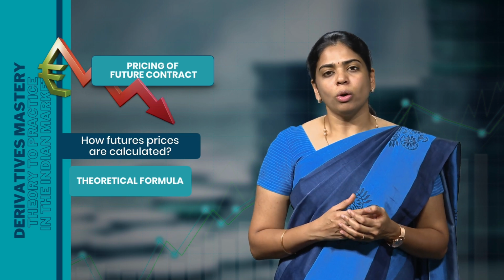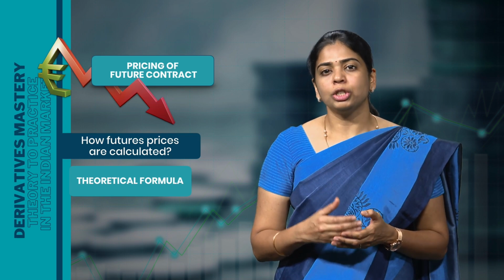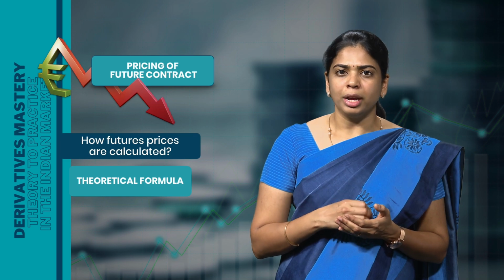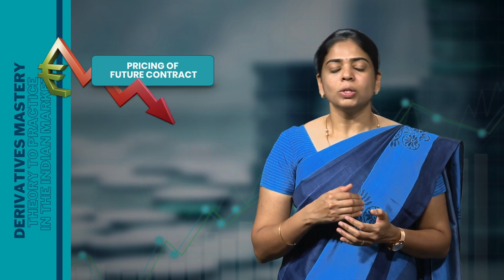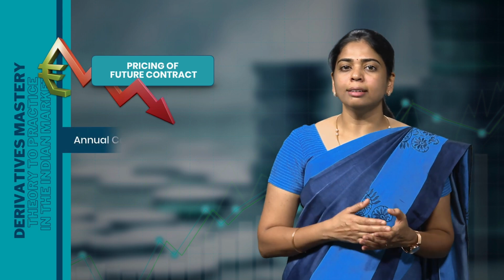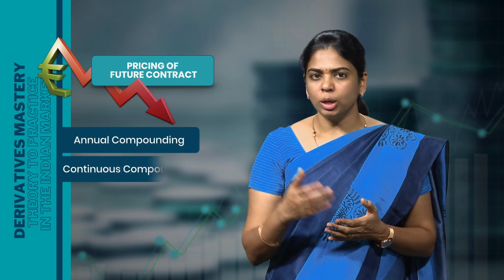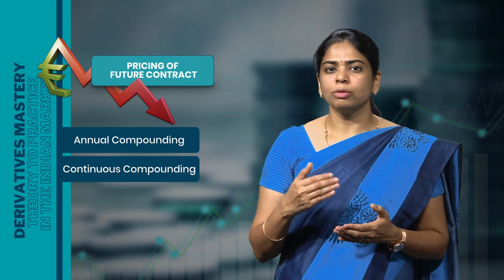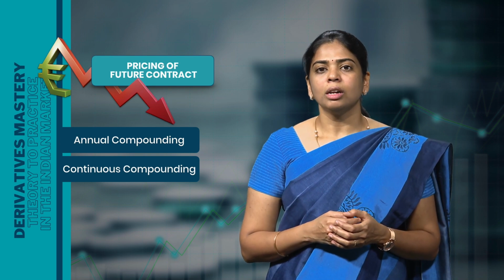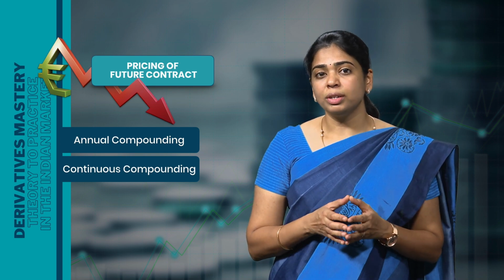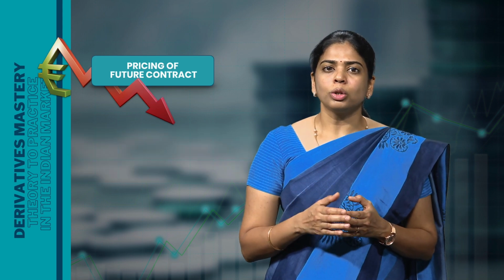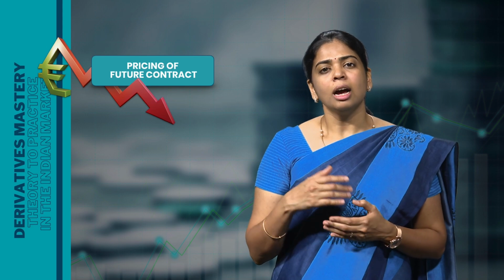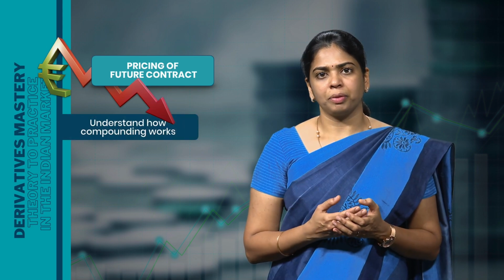Future pricing involves determining the price at which the futures contract trades today for a delivery at a specific date in the future. So, in finance, we typically use either annual compounding or continuous compounding to determine the future value of an investment. So, let's take a closer look at the difference between the various compounding methods. Let's walk through a simple example to understand how compounding works.